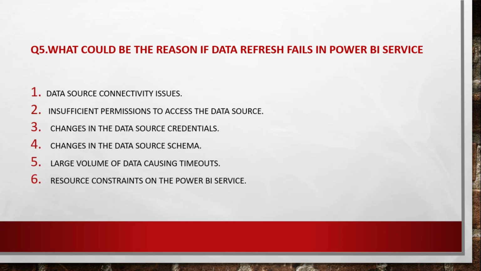Fourth is changes in the data source schema. If the structure or schema of the underlying data source has been modified, such as renaming a column, changing the data types, or altering table relationships, the refresh process may fail. Power BI relies on the schema of a data source to map fields correctly. So any changes to the schema could disrupt the refresh process.